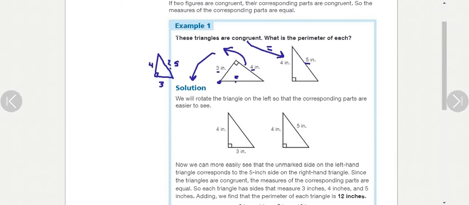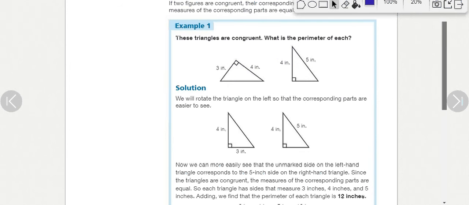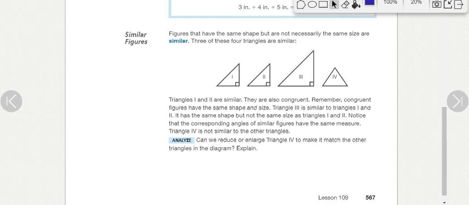And it asks, what's the perimeter? Well, 3 plus 4 plus 5, 12. Of each, that part's kind of a trick you don't really need. If they're congruent, same sides, that means they're both 12, right? 3 plus 4 plus 5. So we used a little bit of our transformation skills and logical reasoning to deduce the side that's missing, and then adding up for perimeters. The perimeter's distance around all sides added up.